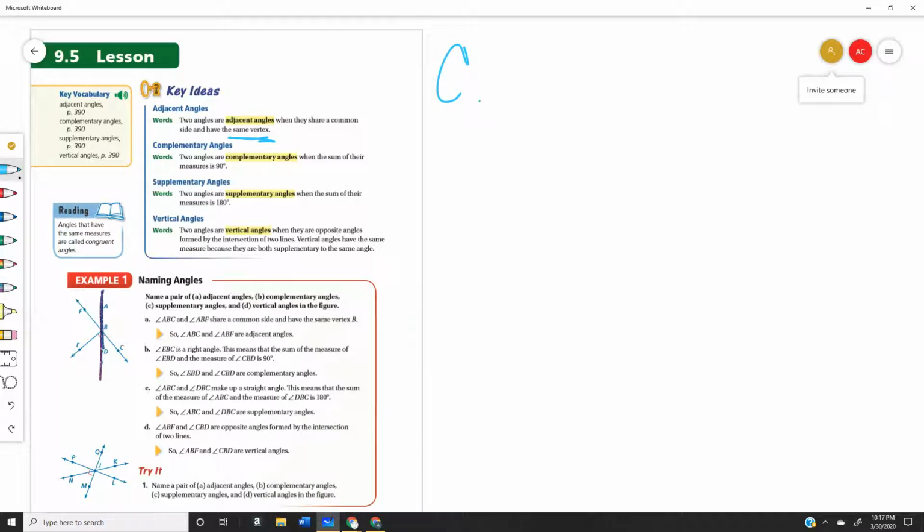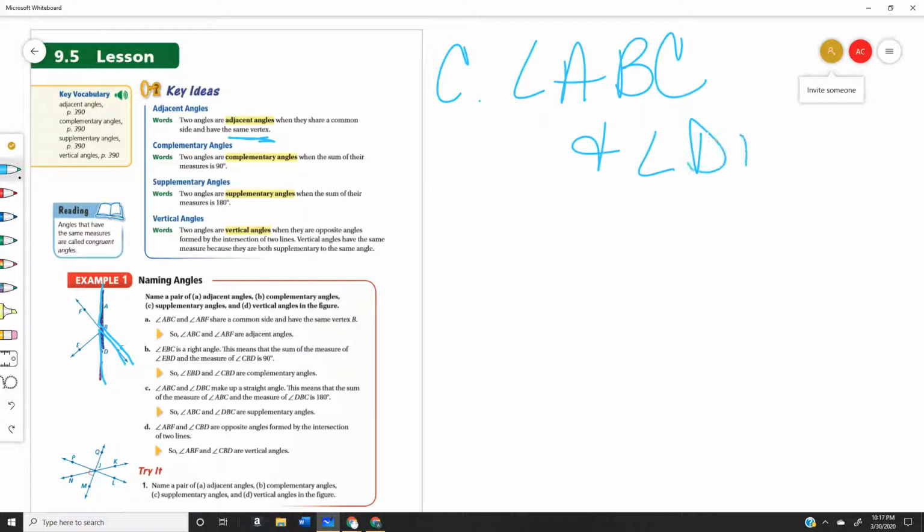So the first one I see is angle ABC, which is right here. And then the second one is angle DBC right there. Those two angles, when you add them together, equal that nice straight line right there.